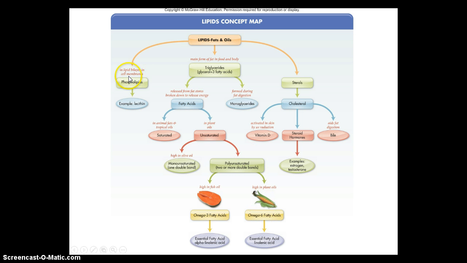Okay, when we talk about phospholipids, this is the lipid bilayer in the cell membrane. When we talk about sterols, we're talking about cholesterol, which is used to make hormones, bile, vitamin D, and that's the roles. So again, the 4 types of lipids are triglycerides, phospholipids, sterols, and fatty acids.